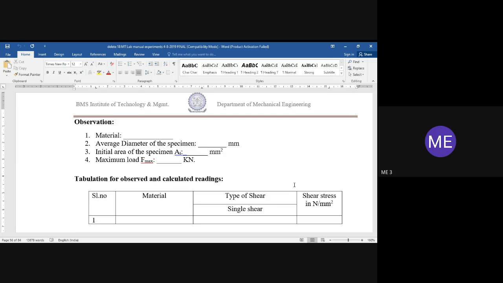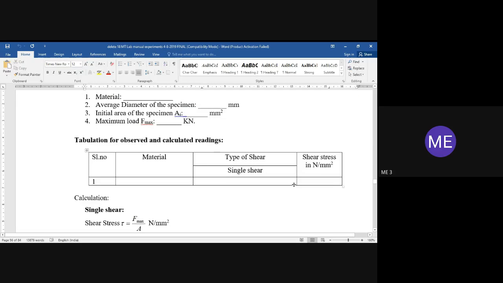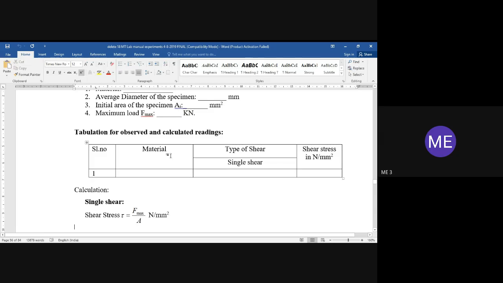And you have to note down the maximum force. No need to note down all forces, only the maximum force. As per the observations, you have to note down the initial diameter. From the initial diameter, we can get the initial area. The force divided by the initial area gives the shear strength for single shear. Force divided by 2A gives the shear strength for double shear. Here you can see single shear and double shear. Finally, you have to note down.